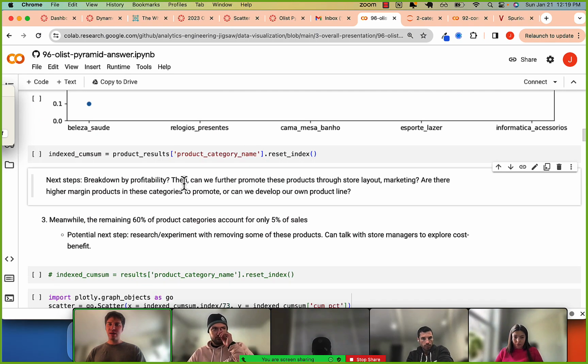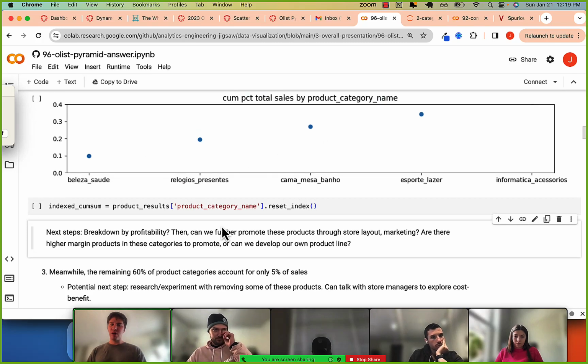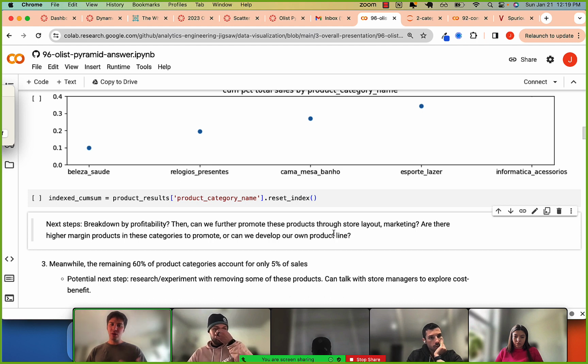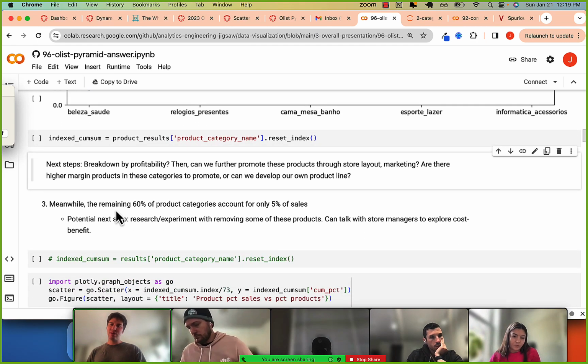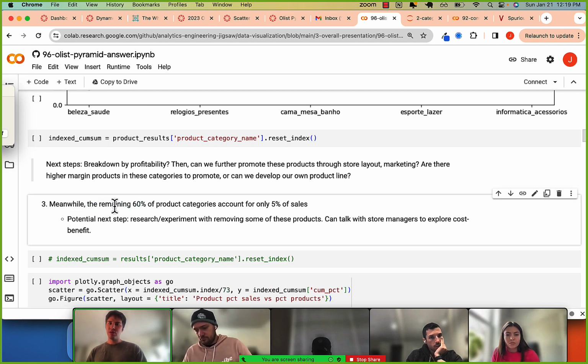And then same thing: okay, we did the sales, what about profitability? From there you can think about promoting the higher margin products. 60%, and this is interesting, I think, in itself, the remaining 60% of product categories account for only 5% of sales.